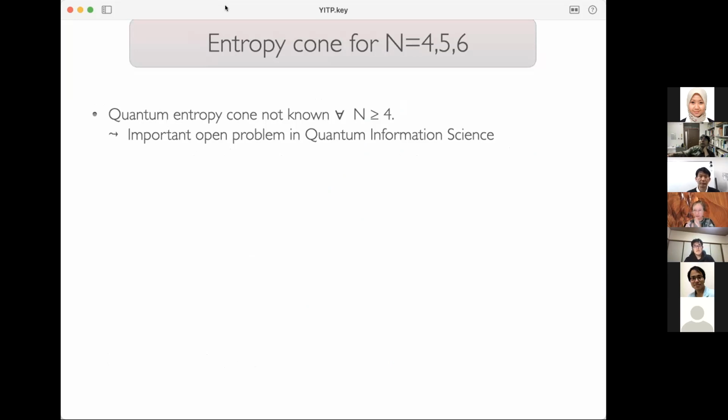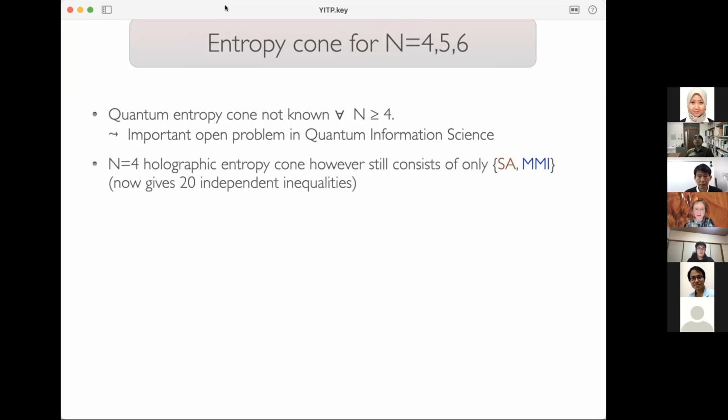Okay, it's still within a cone specified by strong subadditivity, but we believe that there are many other universal relations, but we don't know what they are. And this is actually one of the important problems in quantum information science. But in holography, we're much better off. We know the cone fully.